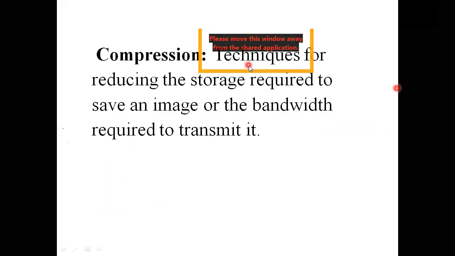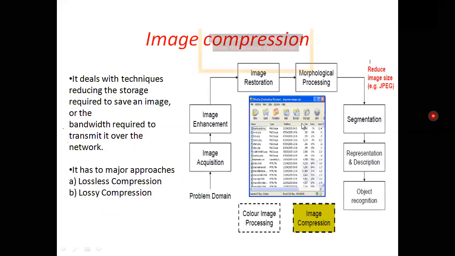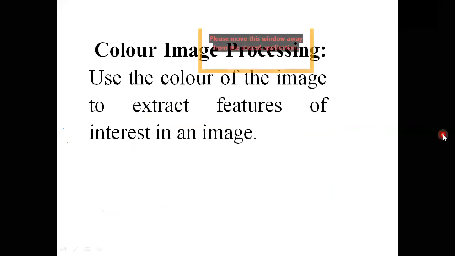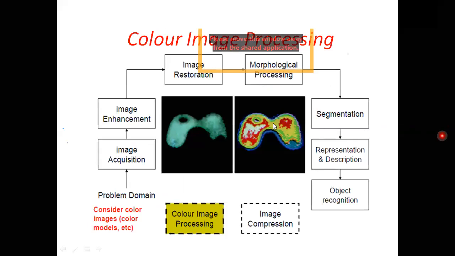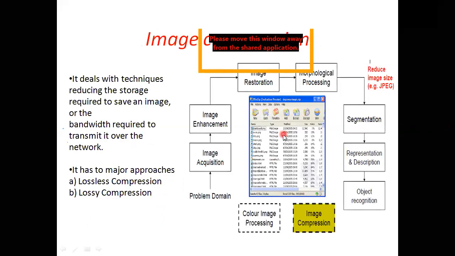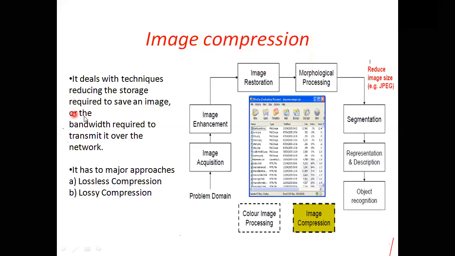Next, compression. Compression means techniques for reducing the storage required to save an image, or the bandwidth required to transmit it. Storage space is reduced by using compression. Suppose any document is there; to compress this document, the storage space will be reduced by using image compression. Here image compression is highlighted. It deals with techniques for reducing the storage required to save an image, or the bandwidth required to transmit it over the network.